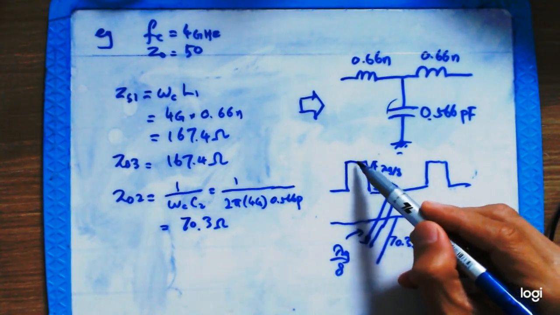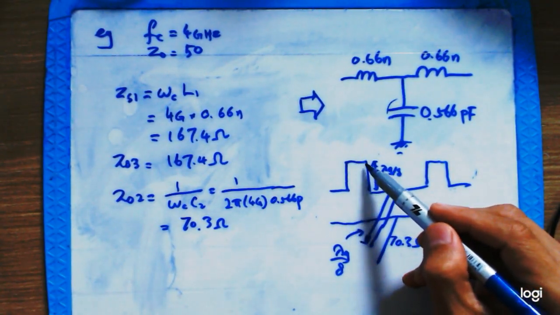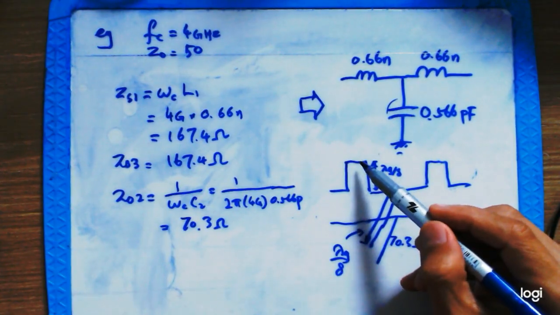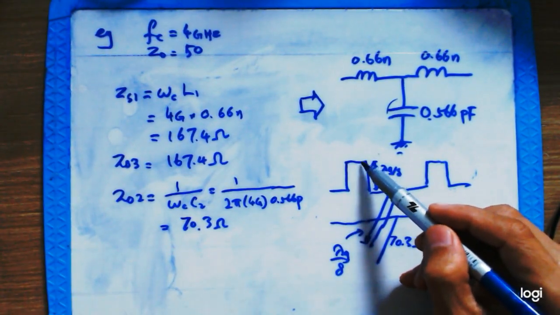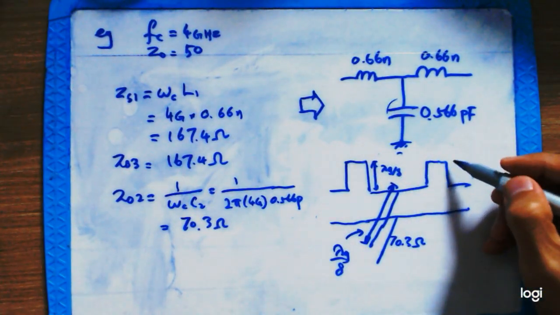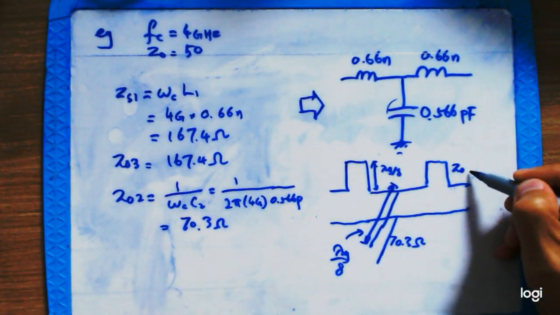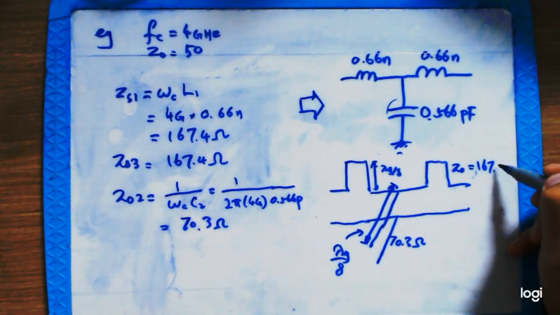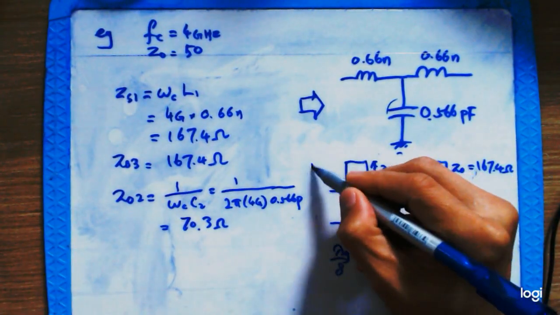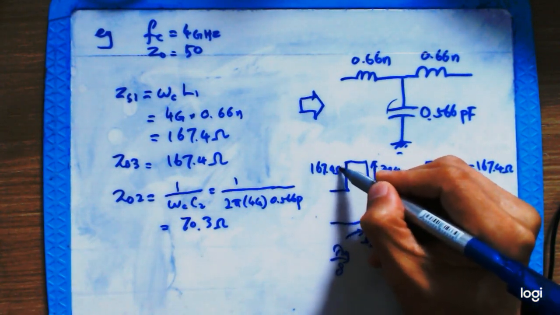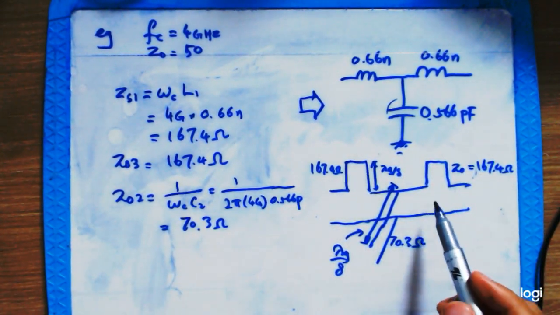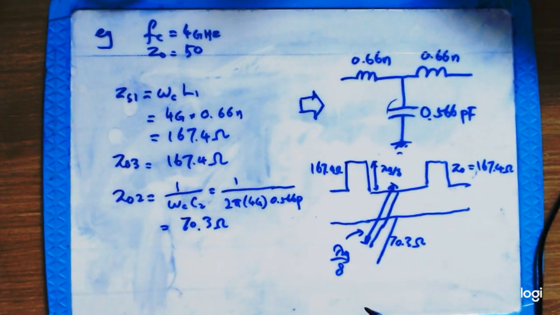The stub for realizing the inductor has to be short circuit. So this is one. The impedance for this one will be 167.4. So this is the printed circuit version of your low pass filter, and it will work.